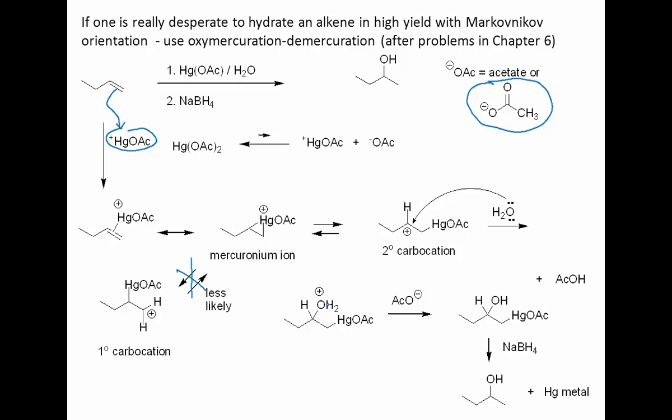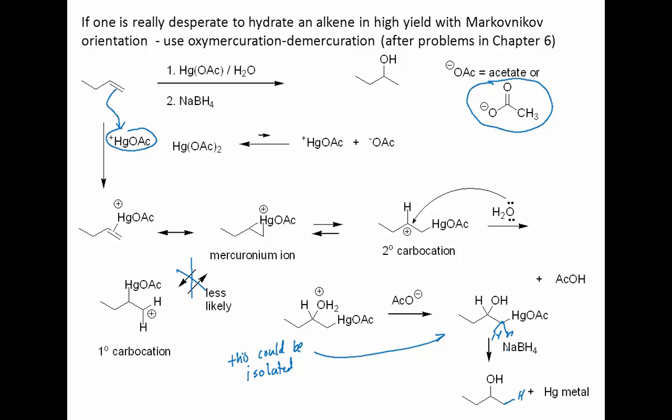Okay, we're going to remove the extra proton from water with the acetate anion. This is going to make this an acetic acid. You could, if you wanted to, isolate this. This could be isolated. However, the world has limited demands for compounds with mercury in it. So what happens here is this is treated with sodium borohydride, and this basically reduces the carbon-mercury bond to a carbon-hydrogen bond.